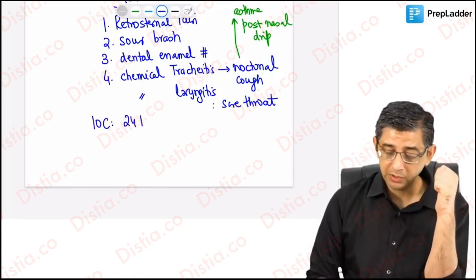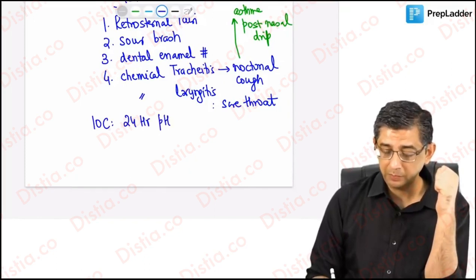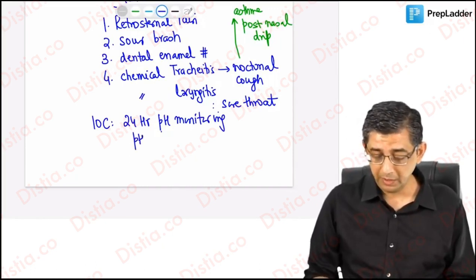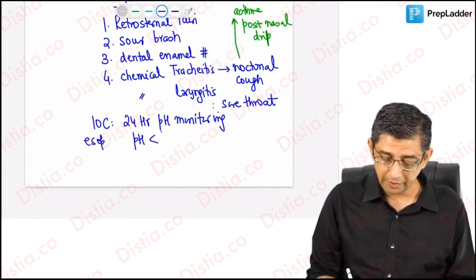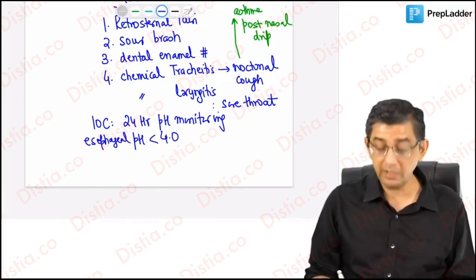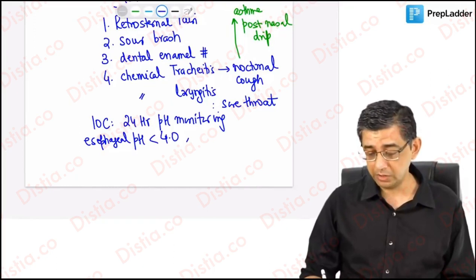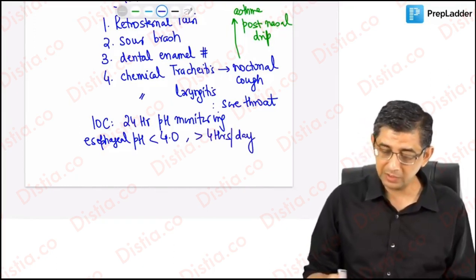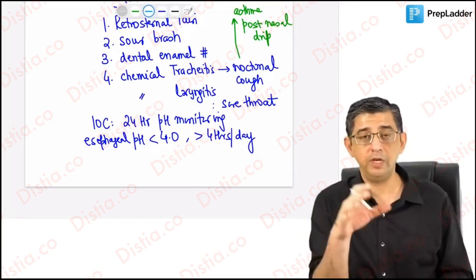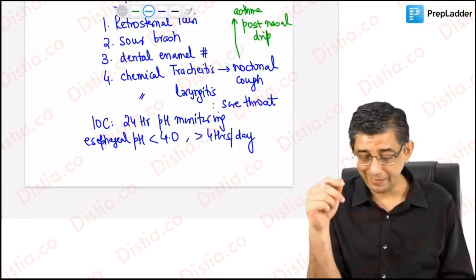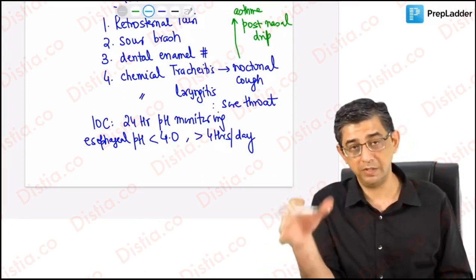The investigation of choice for this condition is 24-hour pH monitoring. You are aware of this, no big deal. The question in the exam said esophageal pH should be less than how much to call it gastroesophageal reflux disease. Then remember a value of pH less than 4 for a duration of more than 4 hours on a daily basis. I repeat the statement. If you document by 24-hour pH monitoring that the pH is less than 4 for more than 4 hours per day, it is diagnostic of gastroesophageal reflux disease.